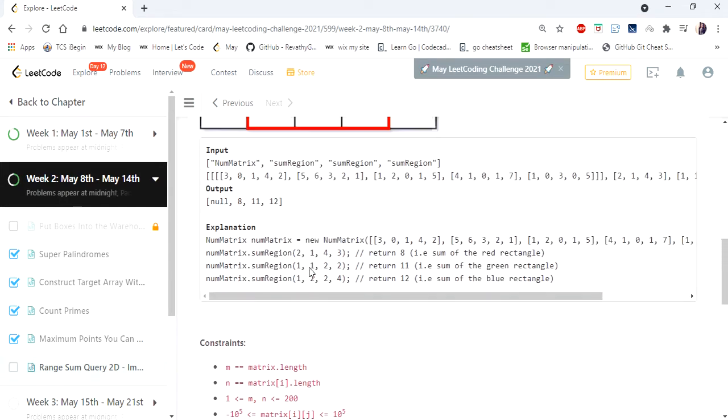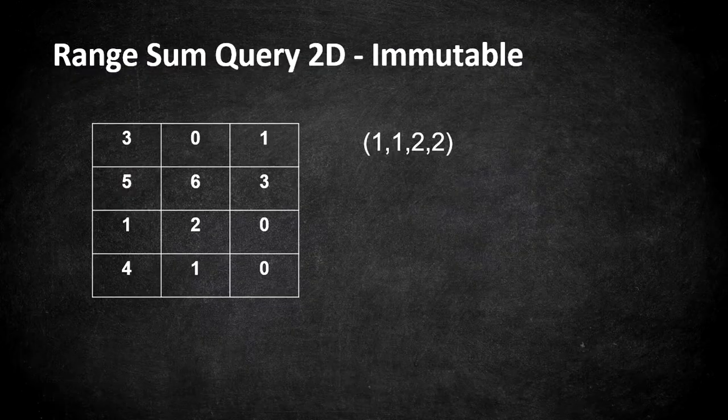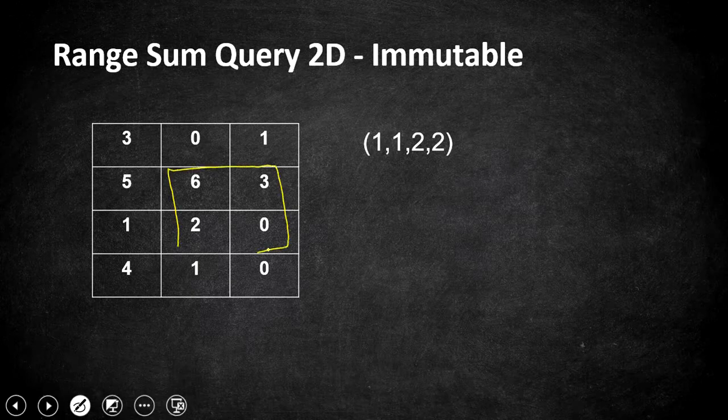So let's understand this problem with an example. Here is our given input matrix and the coordinates of the range we have to calculate the sum in our second method, sumRegion. In this example, we need to consider the sum of this particular submatrix and it sums up to 11, which is nothing but 6 plus 3 plus 2 plus 0.